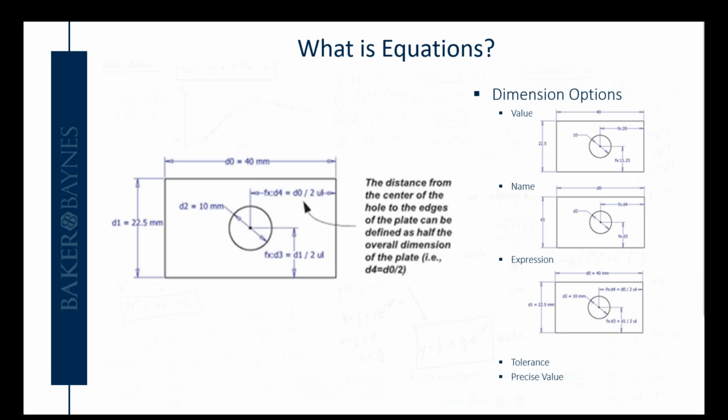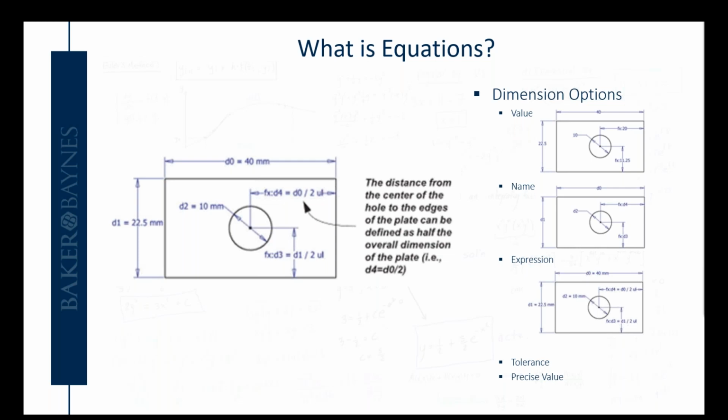Features and sketches generate dimensions in a model. Each dimension has a unique dimension name. The dimension name starts with the letter D, followed by a unique number, for example, D0 or D1.